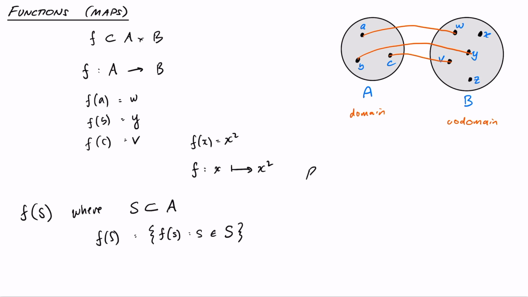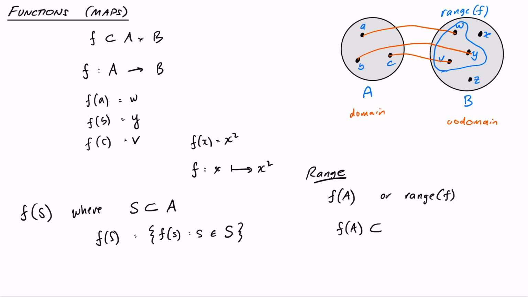So now that we have that notation, the range of the function is equal to just f of A, sometimes written as the range of f. So if we take all of our elements in our domain, apply the function to them, and collect them together, that gives us the range. So in our picture we've got up here, this part here would be the range of our function. So you can see that the range is contained inside the codomain. It can be equal to it, or it can be a proper subset of it. Both things can happen.